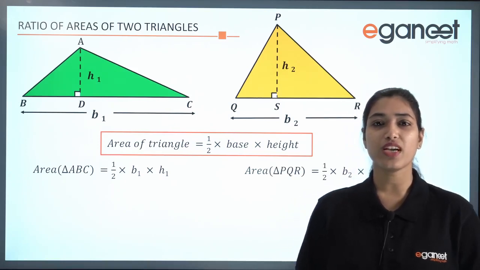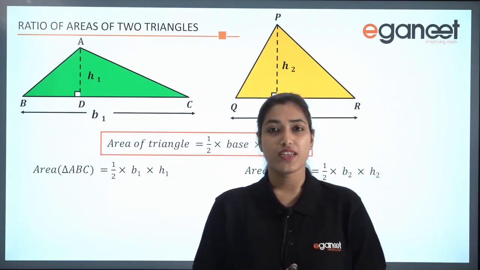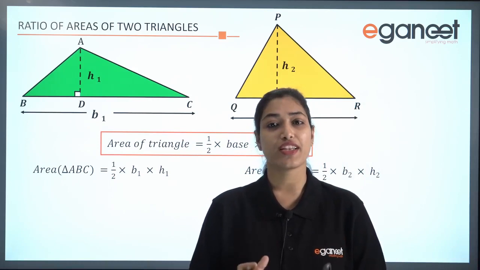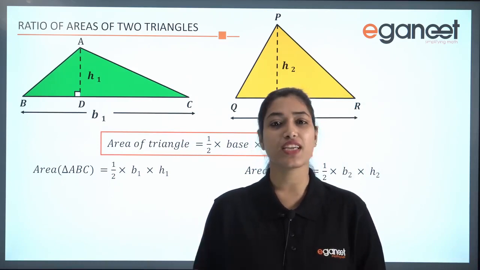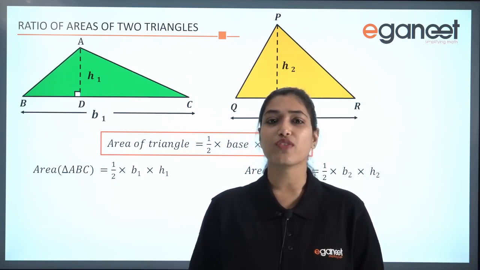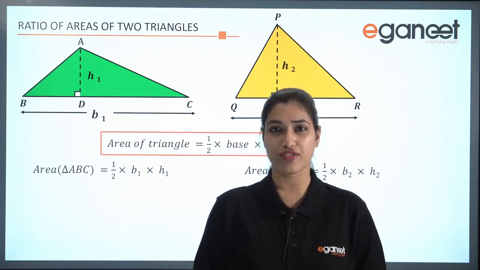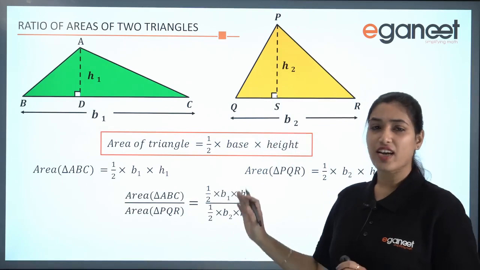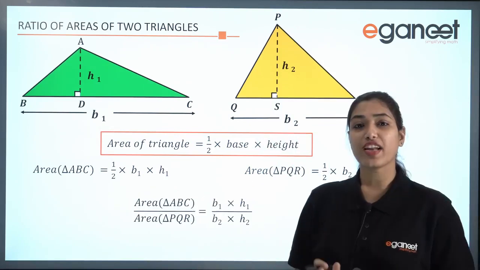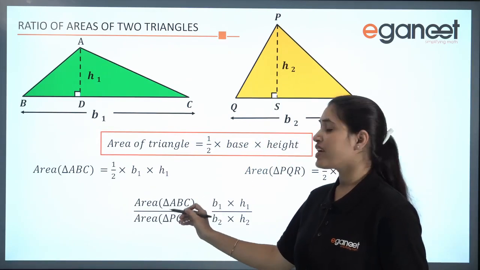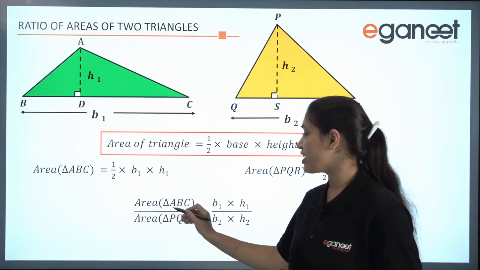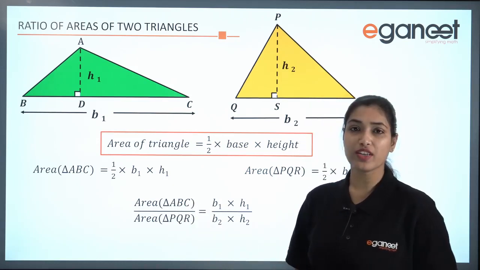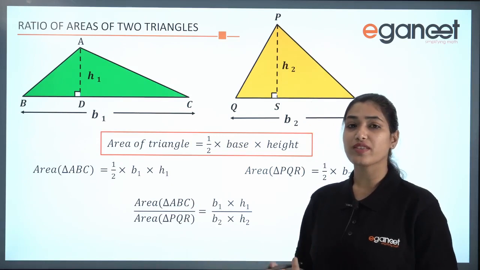Now, what is our concept? It is the ratio of areas of two triangles. We have the areas of two triangles. Now, we just have to take the ratio of them. So, let us take the ratio and we get this term. Clearly, half will get cancelled and we are left with the ratio of areas of two triangles, triangle ABC and triangle PQR on the left hand side, and what is there on the right hand side?